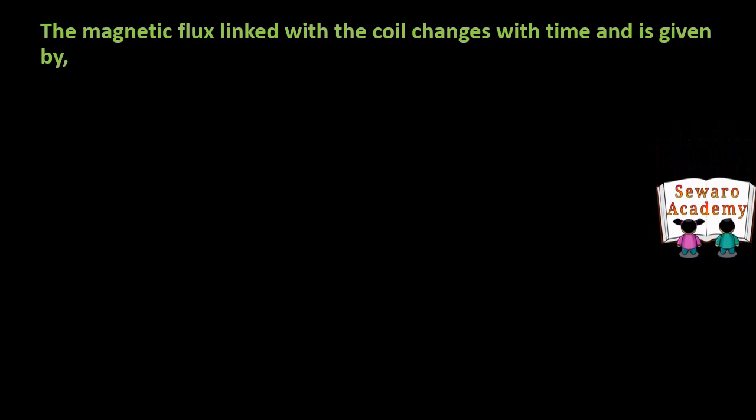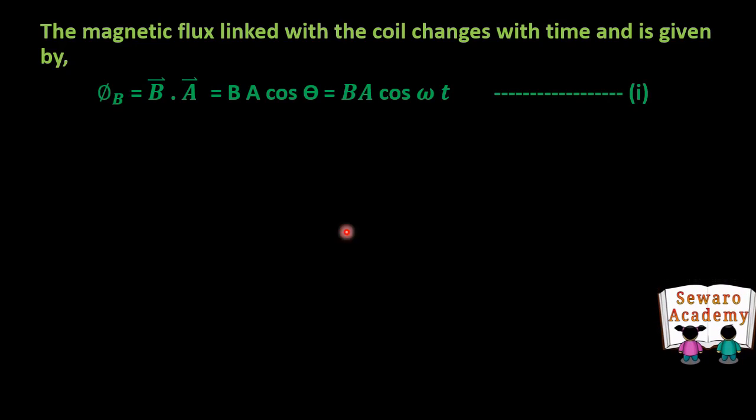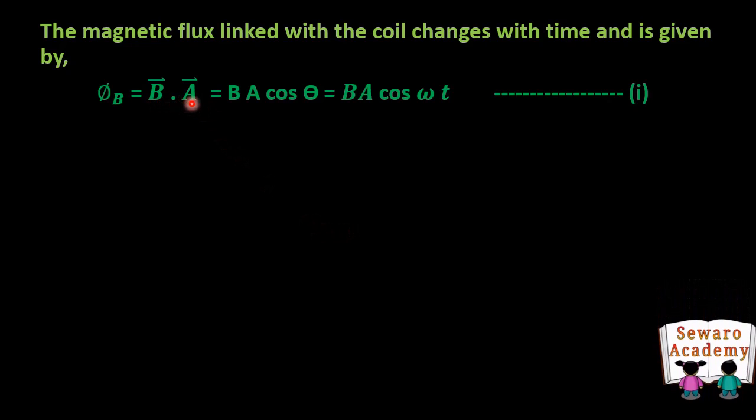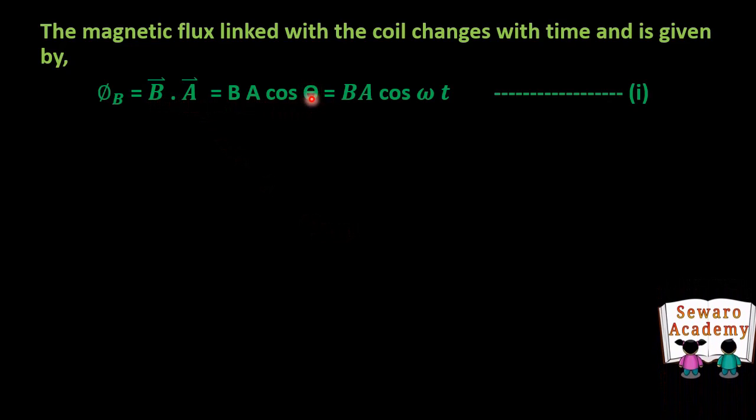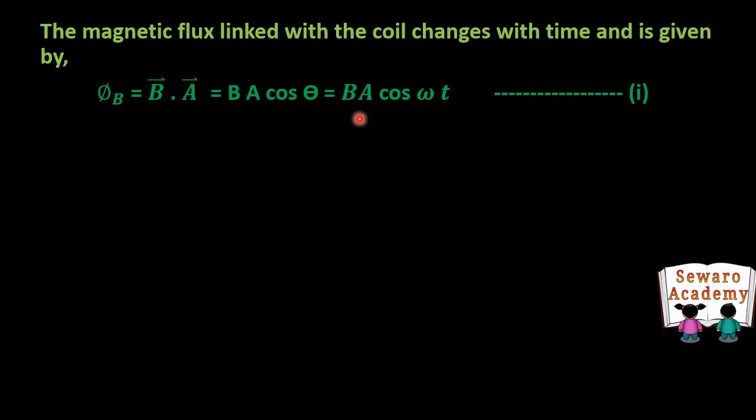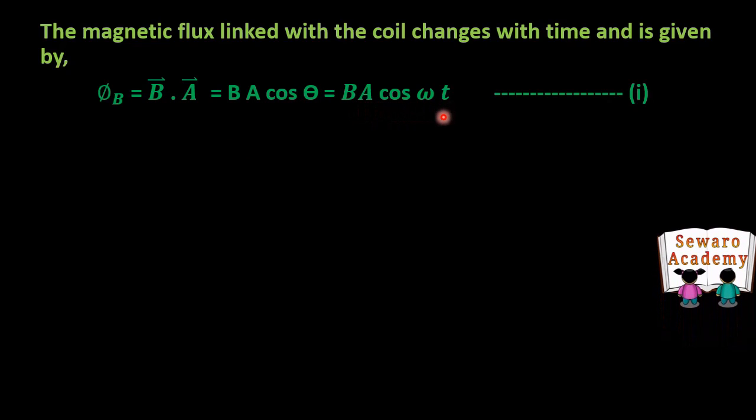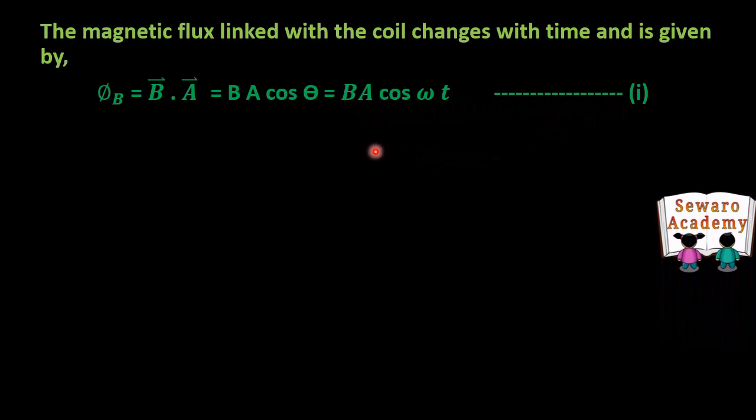When the coil rotates, the magnetic flux linked with the coil will change with time. As we know, the magnetic flux is given by the dot product of magnetic field and area. So here we write phi b equals the dot product of magnetic field and area. After simplification and replacing theta by omega t, we get BA cos omega t. Let this be equation number 1.